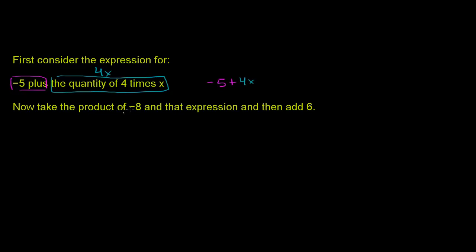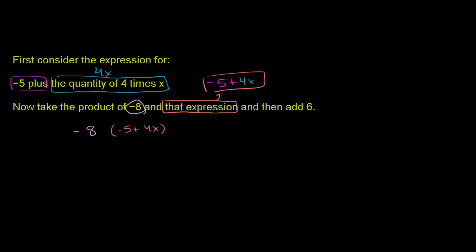Now take the product of negative 8. So we're going to take negative 8, and we're going to multiply the product of negative 8 and that expression. So that expression is this thing right over here. So the product of negative 8 and that expression is going to be negative 8 times that expression. That expression is negative 5 plus 4x. So that's negative 8. That's that expression.